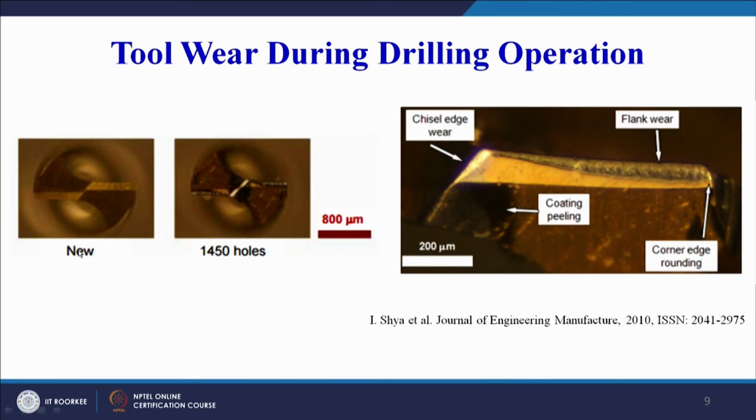Again, this is tool wear. You can see this is a new drill, completely new, but after making maybe more than 1000 holes, we can see the tool wear or the drill wear has taken place. Chisel edge wear is shown here. This is the bright portion depicting the chisel edge wear. Then the flank wear is also shown here, the dark portion showing the flank wear. Corner edge rounding has also happened. So different forms of wear can be observed during the drilling operation.